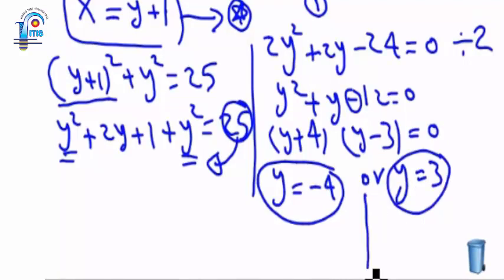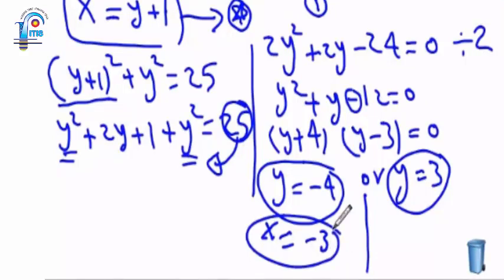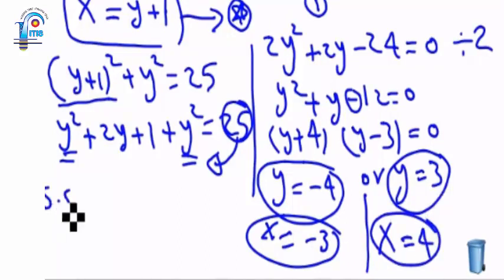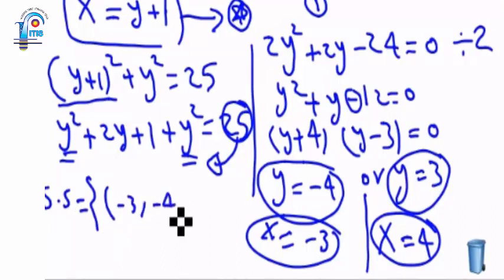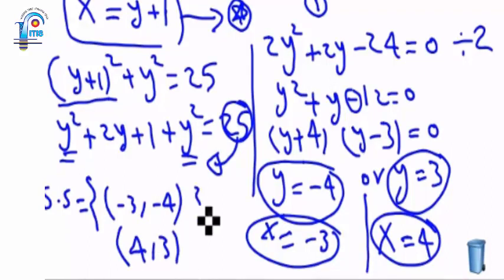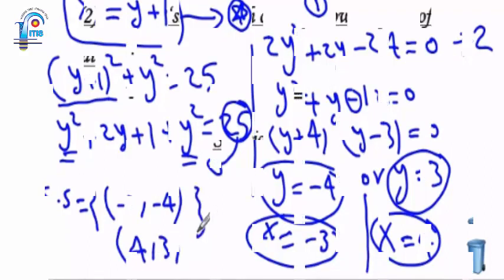If y equals negative 4, in equation star, negative 4 plus 1, x will be equal to negative 3. Also, if we substitute y equals 3 in equation star, x will be 4. We have to order the pair in the solution set. If x equals negative 3, then y equals negative 4. If x equals 4, then y equals 3, and this is the solution set.